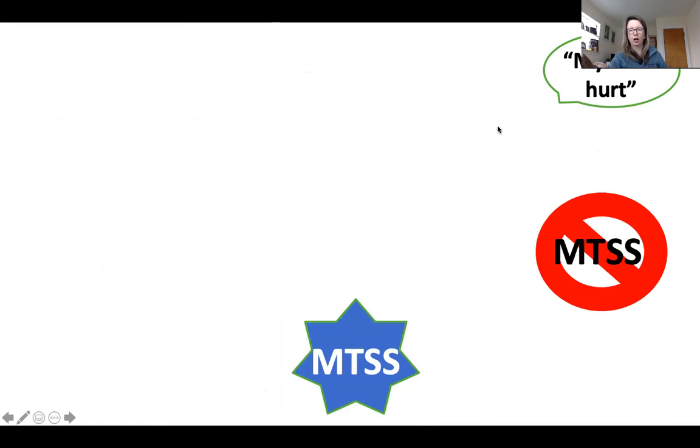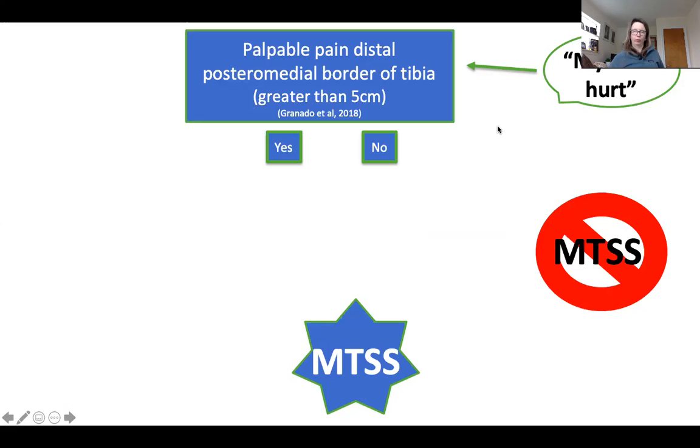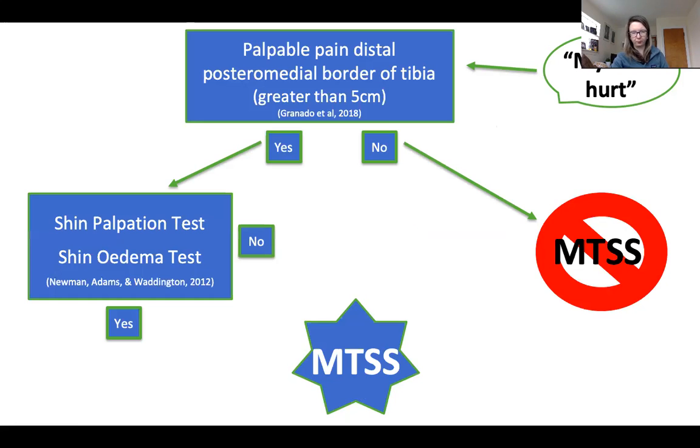All right, we then want to go to our physical exam. Does the patient have palpable pain at the distal posteromedial border of the tibia, and is it greater than 5 centimeters? If the pain is less than 5 centimeters, then we definitely want to refer them for more imaging and a potential tibial stress fracture. If it's greater than 5 centimeters, then we can continue our evaluation using some various tests, the shin palpation tests and the shin edema tests.